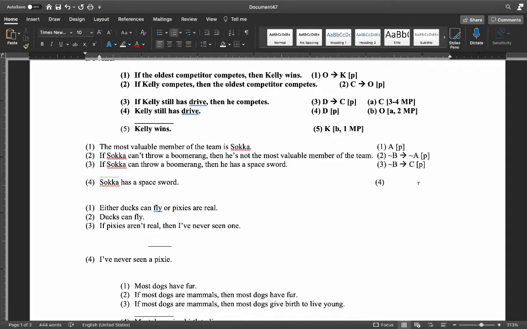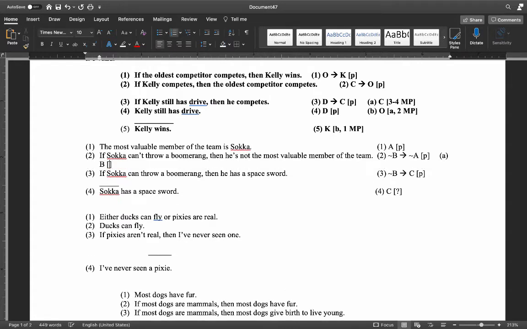So has a space sword is C, and the question is, does that follow? And let's look at it. We know A. We know if B is false, then A must be false. But we know A is true. Well, if B is false, then A must be false, but A is true, which means B can't be false. And put another way, that means B must be true. So I'm just going to come over here and note that I've now learned that B is true as a conclusion from 1 to 2 by modus tollens this time. Let's move that over so it stays up here.